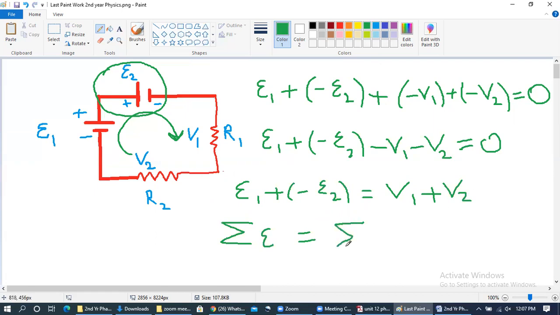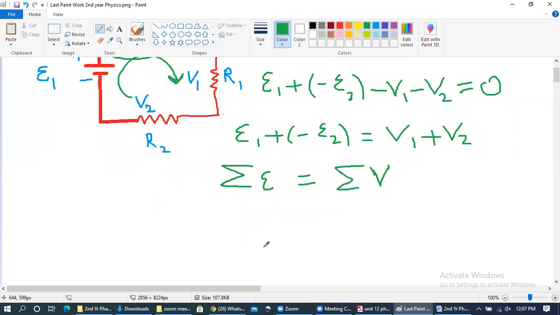So summation of V, you may also write it as summation epsilon is equal to summation V is equal to actually IR, and R is actually R1 plus R2. Current is same. Why current is same? Because the number of charges passing from every point are same, because this is a closed circuit, and so all of the charges will be similar to each other. So you may write it as this thing.